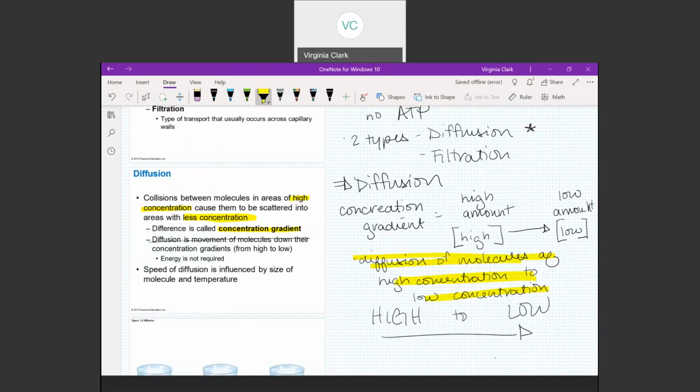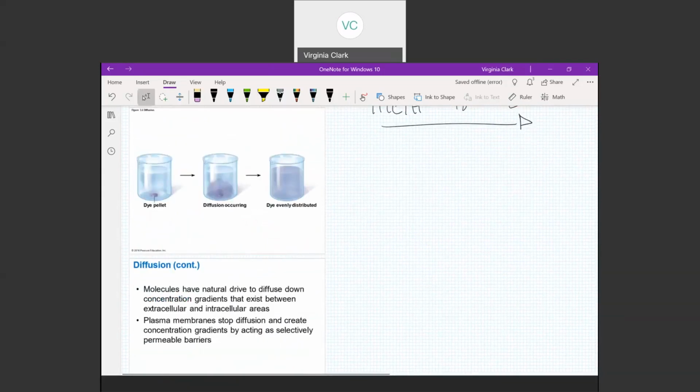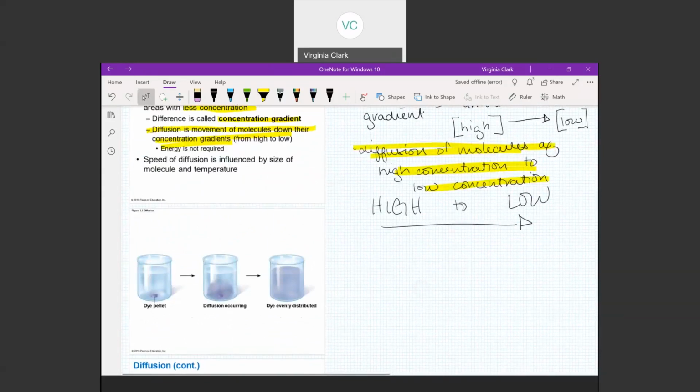To do this, as a reminder, energy is not required. This is happening just because of the nature of our kinetic energy and these molecules hitting each other. So diffusion is high to low, and it is very important. And the speed is affected by both the size of the molecule and the temperature. Remember, think all the way back to chapter 2 when we talked about energy: the larger the molecule, the slower it moves, whereas the higher the temperature, the faster it moves.